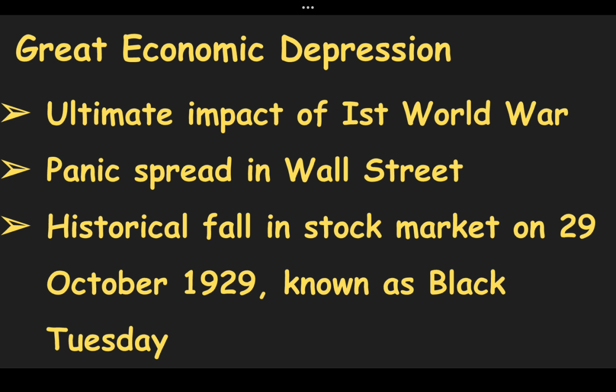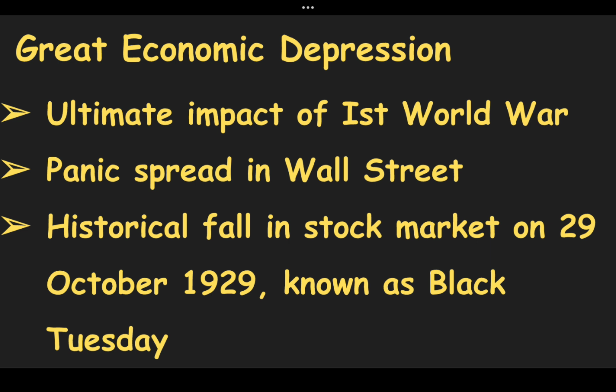The Great Economic Depression of 1929 to 30 was the ultimate impact of the First World War. It was the longest-lasting economic recession in the history of the Western industrialized world. However, the timing was different in different countries. In most of them it started in 1929, when panic spread on Wall Street because of the historic fall in the stock market on October 29, 1929, which was named Black Tuesday.